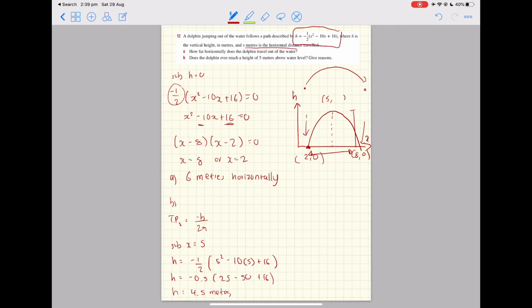So now let's answer part B. The question for part B says, does the dolphin ever reach a height of 5 meters? In this case, your answer would be no, because the maximum height that the dolphin can reach is 4.5. So I'd say no, the maximum height that the dolphin can jump above water level is 4.5 meters. And that's how you'd answer this particular question.